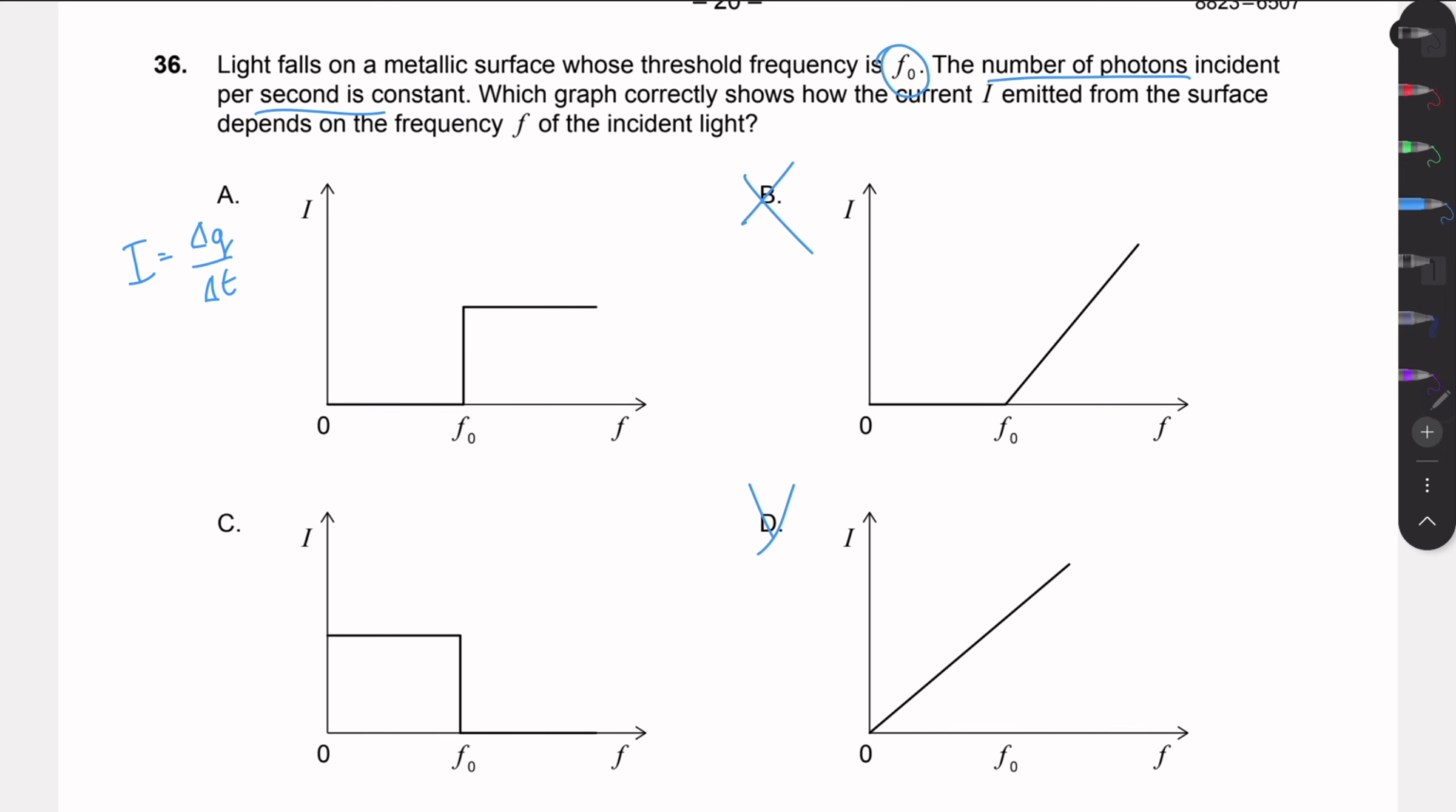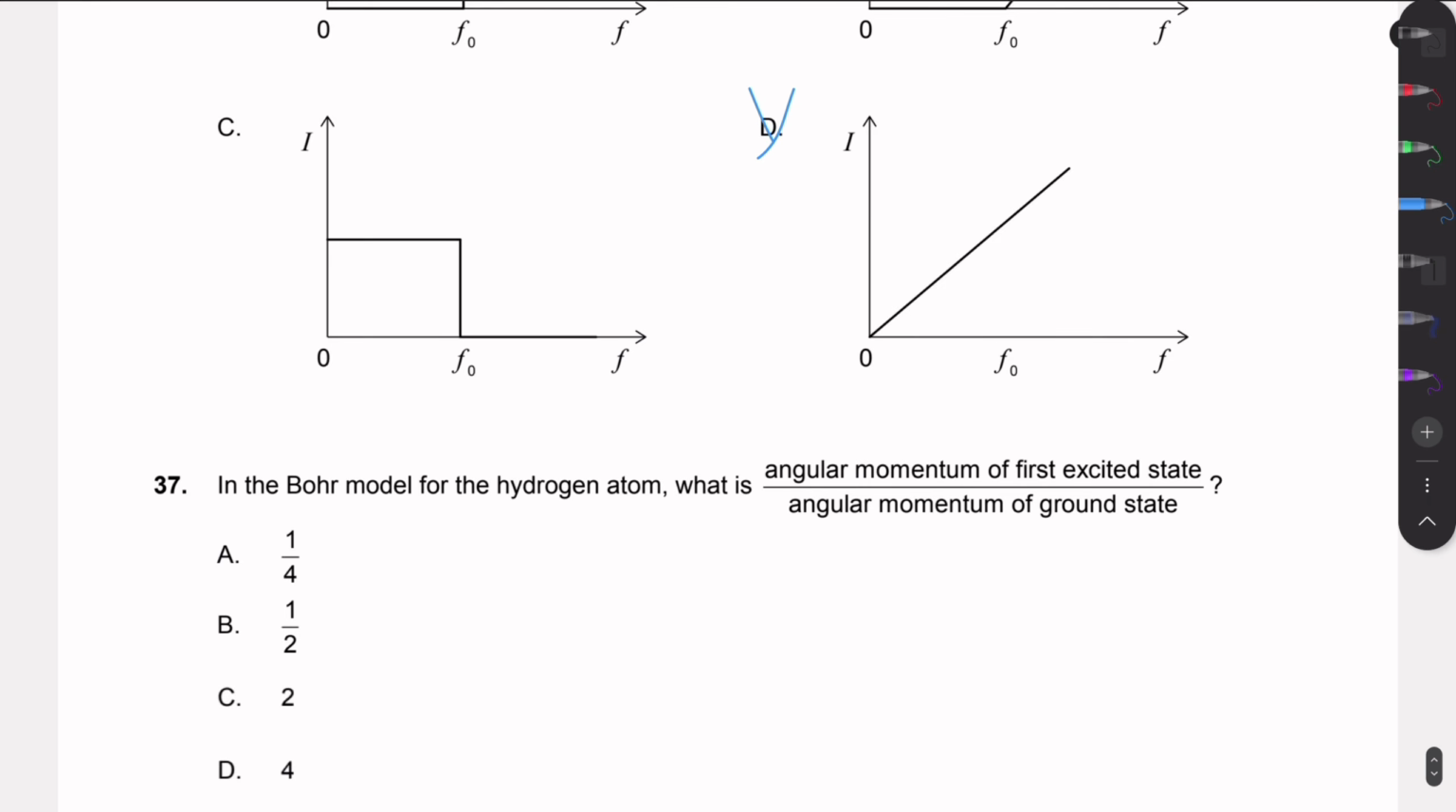But below the threshold frequency, there cannot be any electrons emitted, as then the photons don't have enough energy to emit an electron, as that's the definition of the threshold frequency. So it must be A. As before, there are no electrons emitted, and then afterwards some constant number is emitted. Even if we increase the energy, that doesn't matter. The number of electrons emitted will still remain the same.